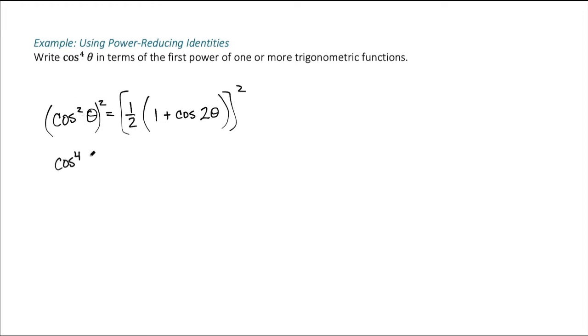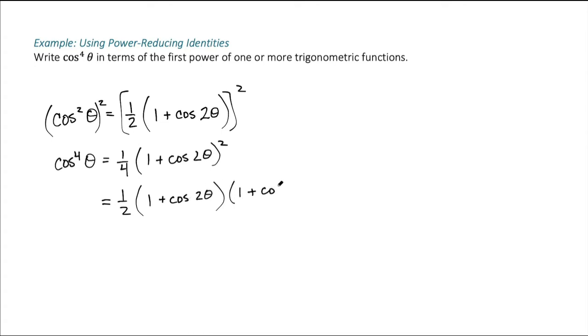I've got cosine to the fourth of theta equals, now squaring all of this, I have 1/2 squared is 1/4. And then I've got 1 plus cosine of 2 theta, and this is now being squared. So to square that, I'm going to go ahead and distribute by writing it out as two different factors, 1 plus cosine of 2 theta. And then we can distribute here. Oh, I lost my fourth there. Sorry about that. That is 1/4.